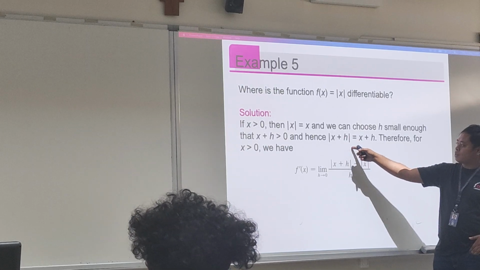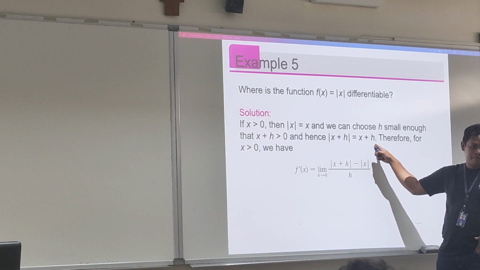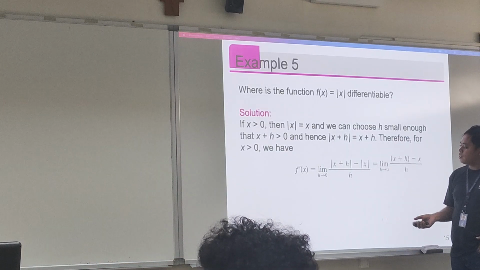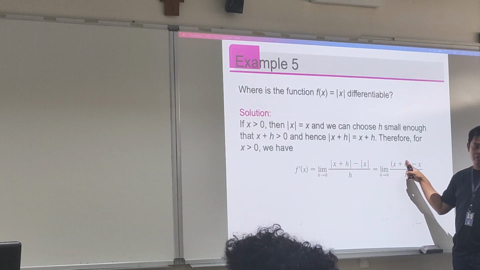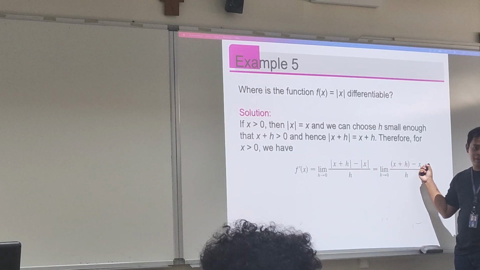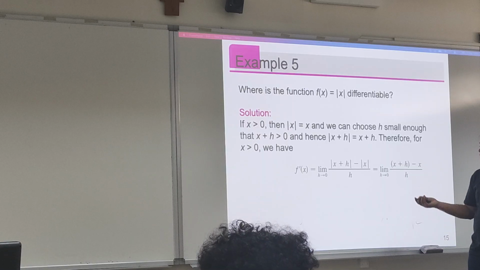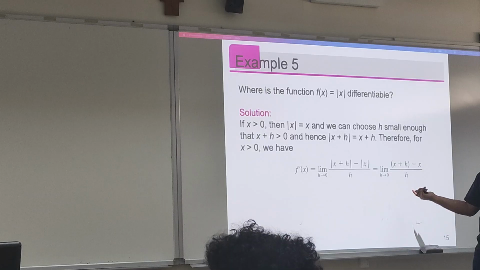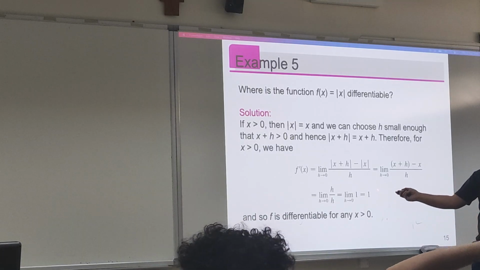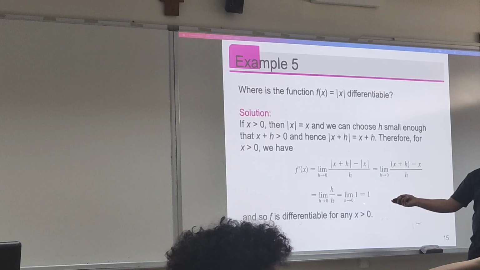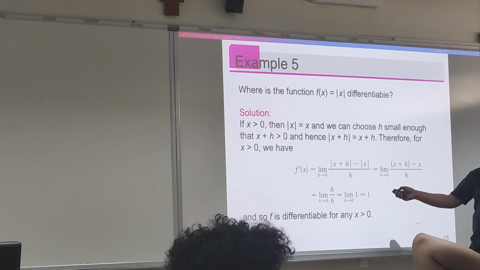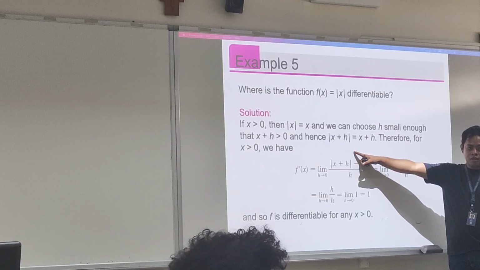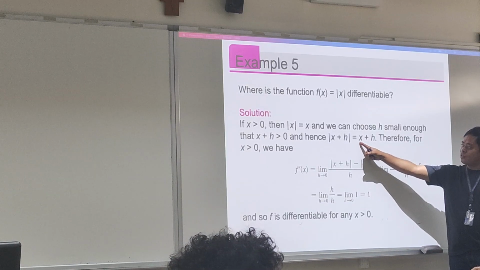So for that one, the absolute value of x plus h is just x plus h, since it is always positive if your x is greater than 0. And of course, the absolute value of your x is just x, divided by h. With that, you can add x and negative x, which is just 0, right? So you will have h over h, and that is just 1. This one is always positive when your x is bigger than 0, right? So we need to use this one.